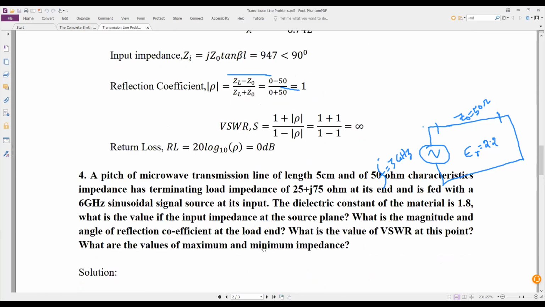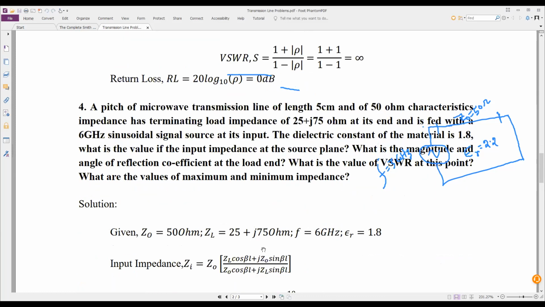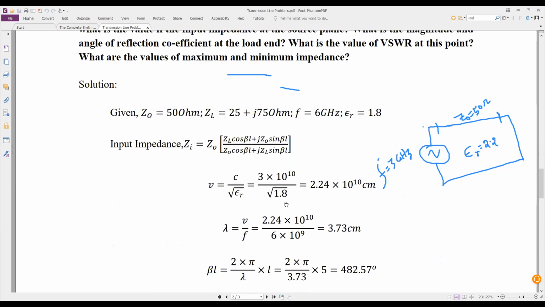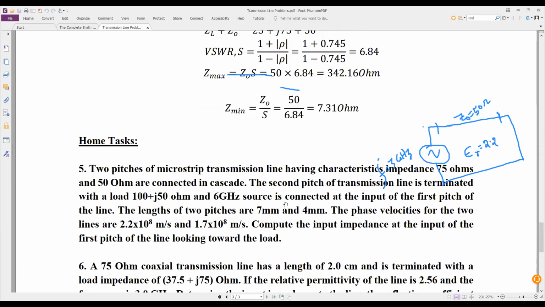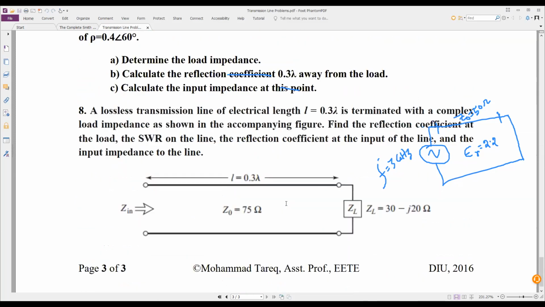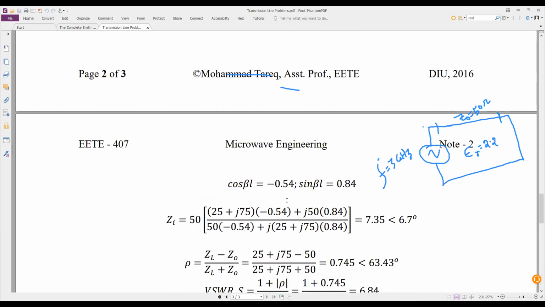So similarly, you can calculate numbers 4, 5, 6, 7, 8. Those are home tasks. Let me show you number 4.